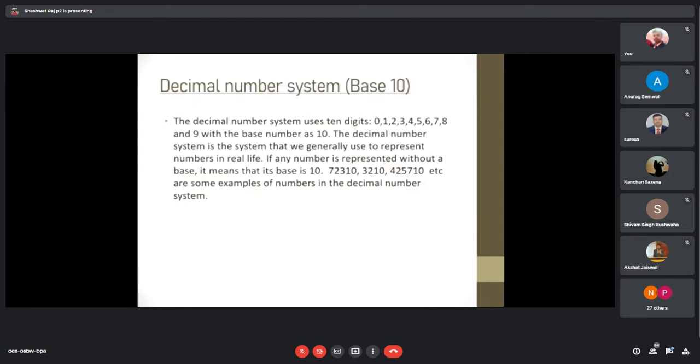Next is the decimal number system, which we have studied since very small and we are most familiar with in real life. It has a base 10. The decimal number system uses 10 digits 0, 1, 2, 3, 4, 5, 6, 7, 8 and 9 with the base number as 10. As I said, the decimal number system is a system that we generally use to represent numbers in real life. If any number is represented without a base, it means that its base is 10. These are some of the examples on the screen which we can see about the decimal number system.